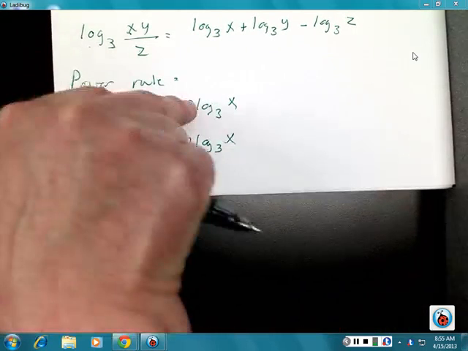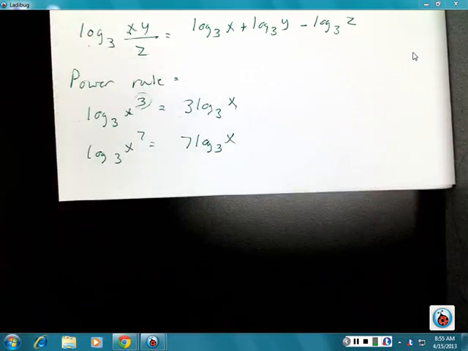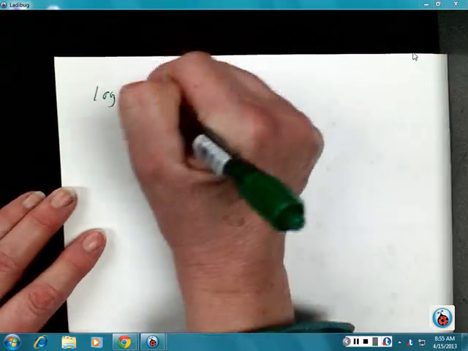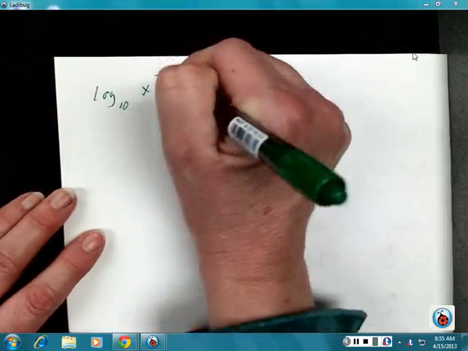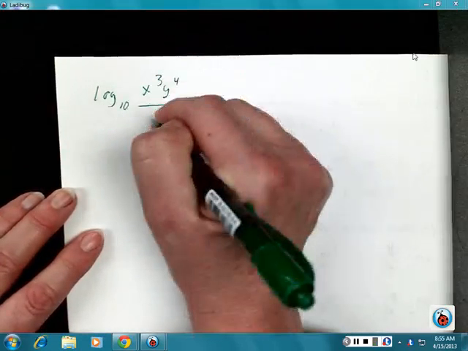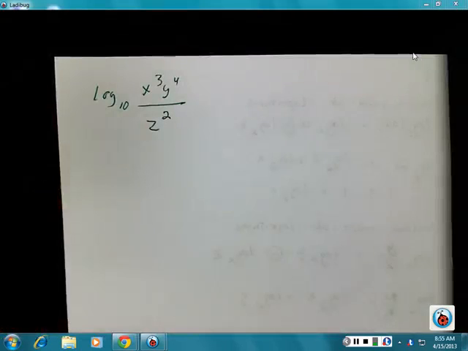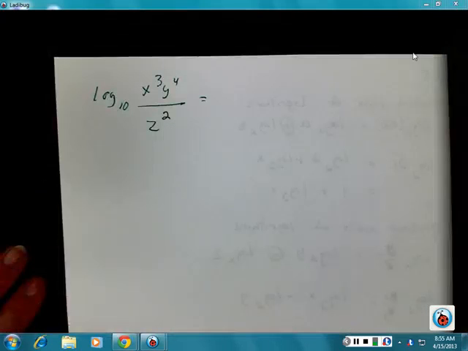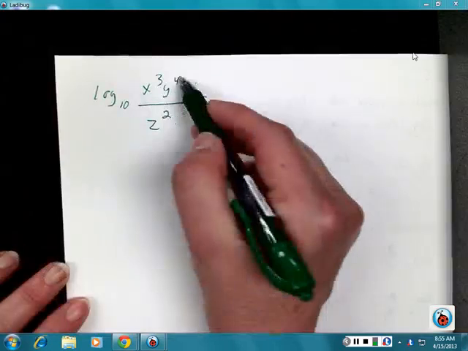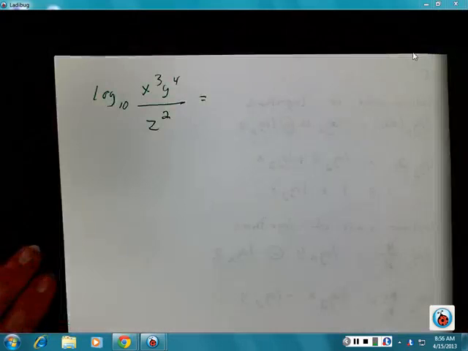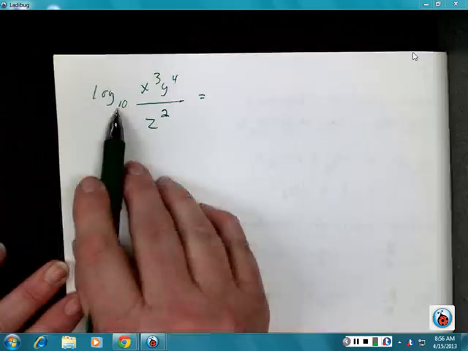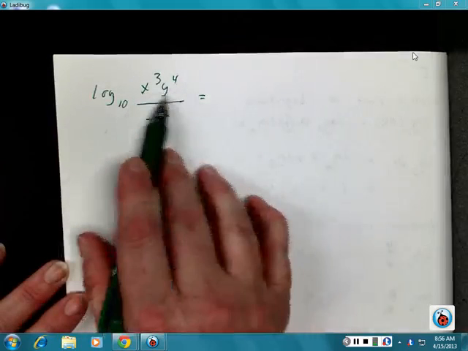Then if we stick them all together, can I turn it? Yep, okay. If I stick all of them together, it might look like log 10 of x to the 3rd, y to the 4th, all over z to the 2nd. And if I have this one, I've got all of my three rules in here because these all have exponents on the bases. And we have multiplication happening, we have division happening.